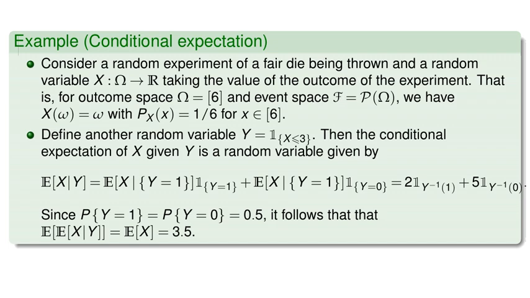0.5, we can check the law of total expectation. The expectation of the expectation of x given y is 2 times 0.5 plus 5 times 0.5, which is 1 plus 2.5 equals 3.5. And the expectation of x itself is also (1 plus 2 plus 3 plus 4 plus 5 plus 6) by 6 equals 21 by 6 equals 3.5. It matches.